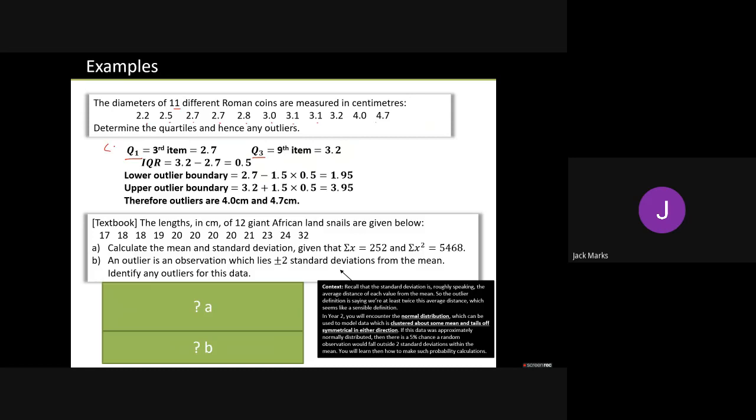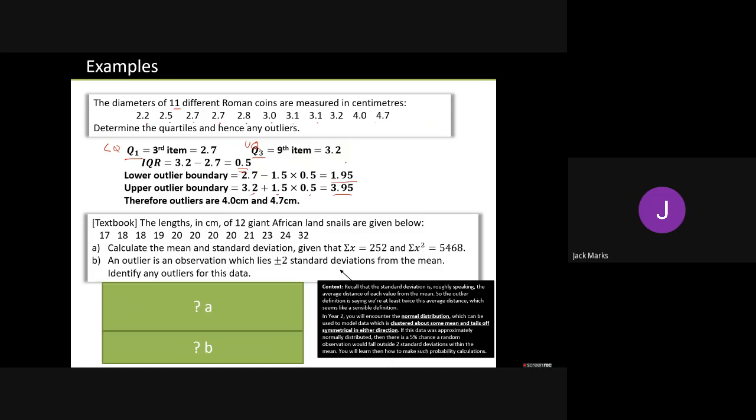This is our lower quartile. This is our upper quartile here. The interquartile range can be found by their difference. And then 1.5 times this can be taken away from the lower quartile, and 1.5 times this can be added on to the upper quartile. And this is your region, okay?